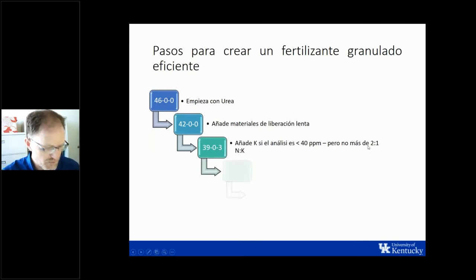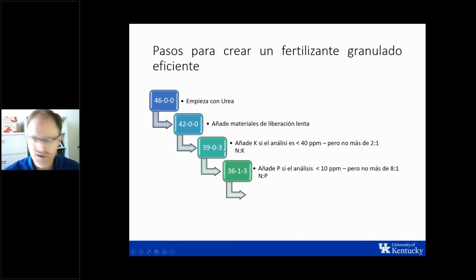Next step, so you can see that the analysis is slowly changing. When I added in potassium, the nitrogen had to be reduced because I added something in. Now I'm going to add in phosphorus only if the soil test is less than 10 and no more than an 8 to 1 N to P. So now I added in a little bit of phosphorus, and again, something has to be reduced. In this case, the 39 went to 36. Okay, so now I'm at a 36.13.